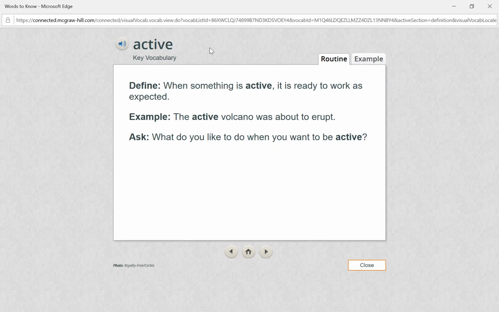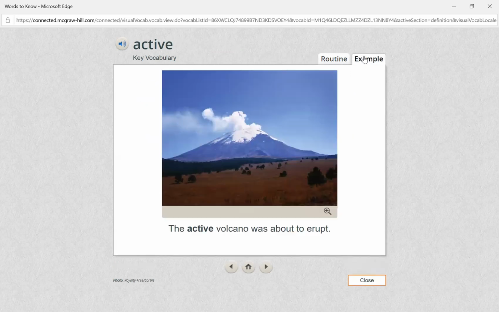So active is when something is ready to work as expected. So it's working in the way that we think it is. And if you think of the volcano, we know a volcano, once everything inside is boiling up, it erupts. So we know that that is an expected outcome.